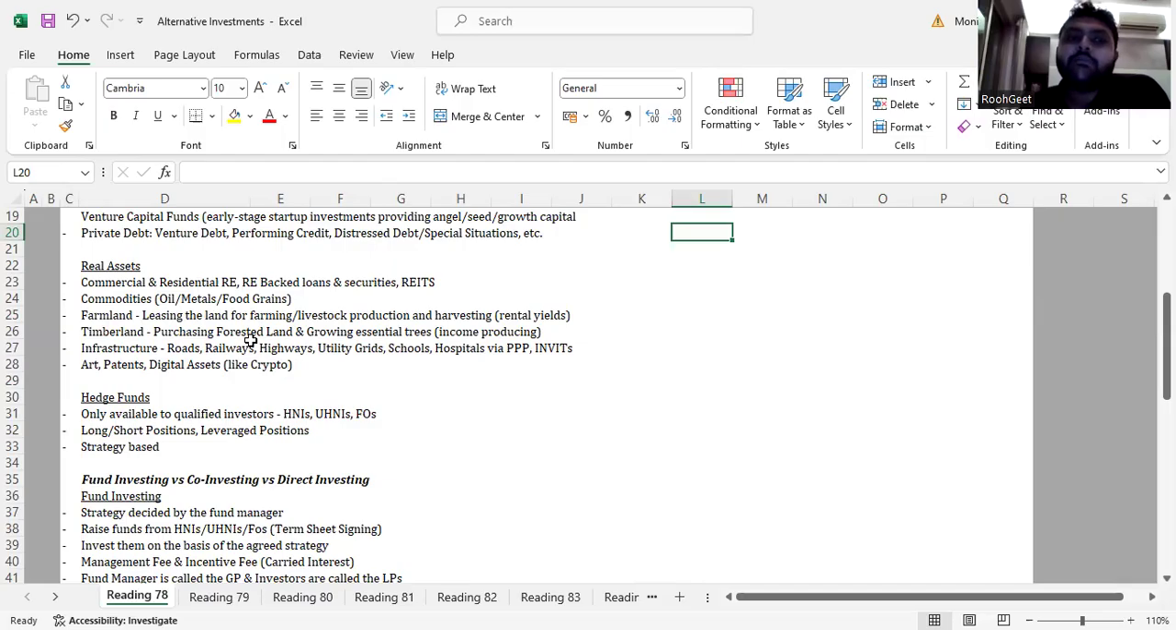Commodities: oil, metals, food grains, a lot of things. Metals के अंदर आता है gold, silver and whatnot. Commodities has a different chapter, don't worry, commodities fall here.